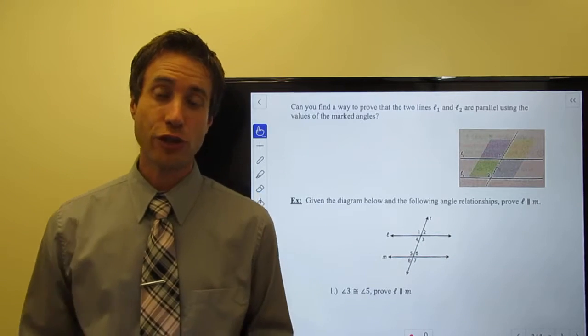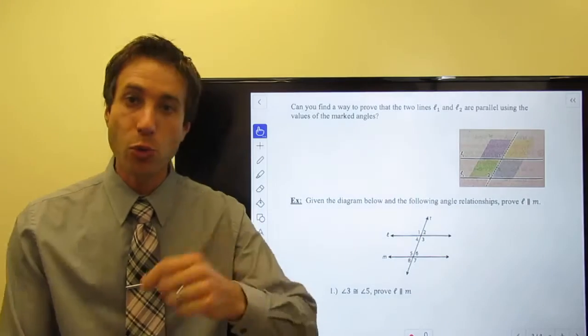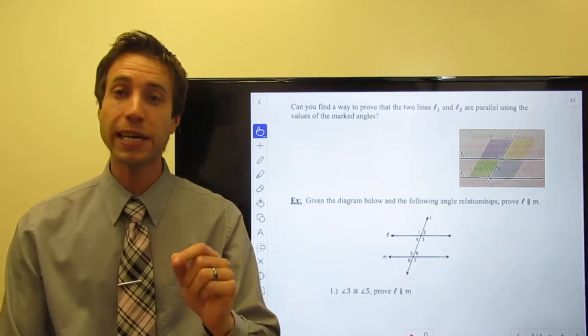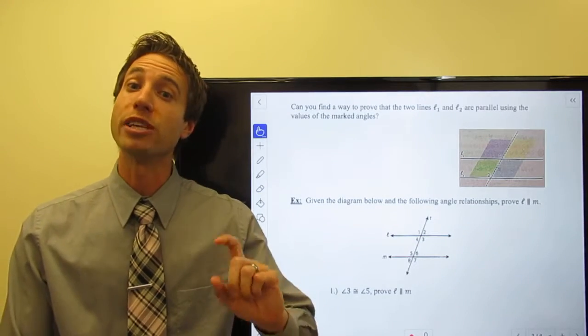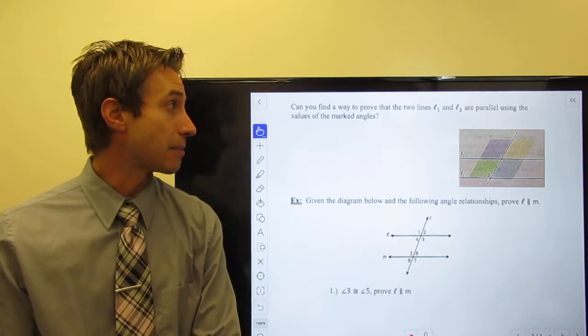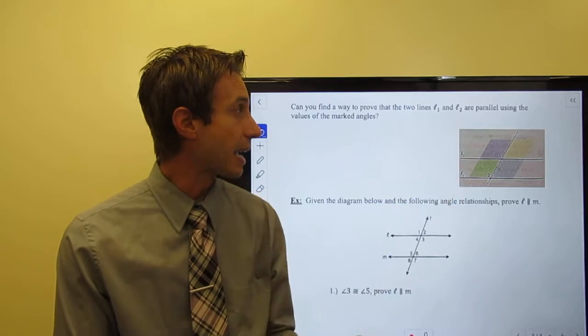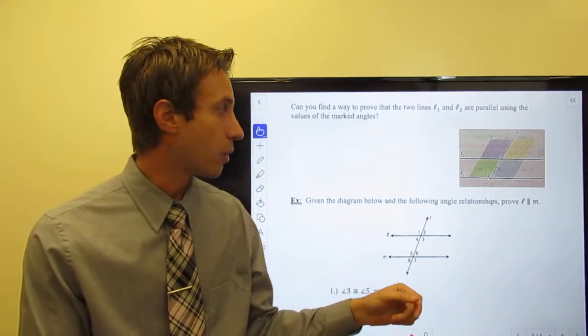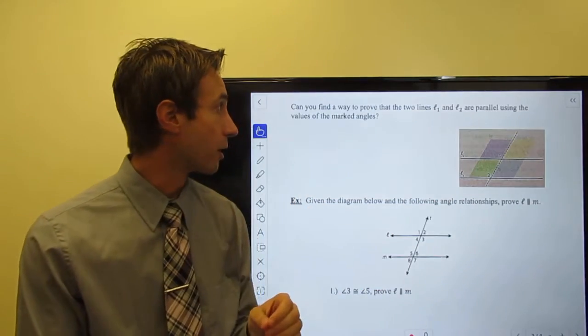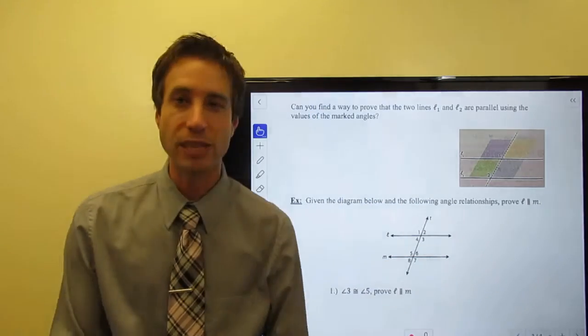Alright guys, welcome to this page of the notes. Here's what we're going to do. We're going to keep going with this theme of proving parallel lines using our converse statements. So here's what I want you to do. I want you to prove that L1 and L2 are parallel, using the values that I've given you.